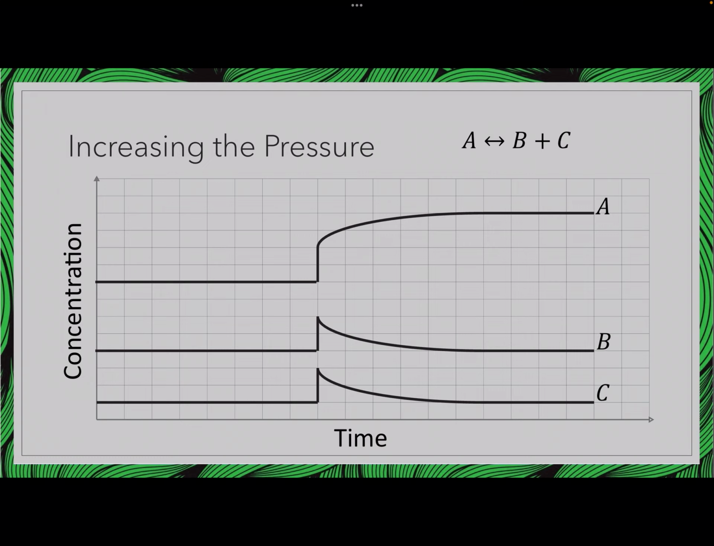Now, if we have a look at the reaction, A is in equilibrium with B and C. There's 1 mole on the left, 2 moles on the right. And so it's going to go towards the side with the fewer moles, which will be A. So you can see that A jumps up and then the equilibrium starts to make more A. But with B and C, the concentrations jump up and then the equilibrium moves to take away B and C.